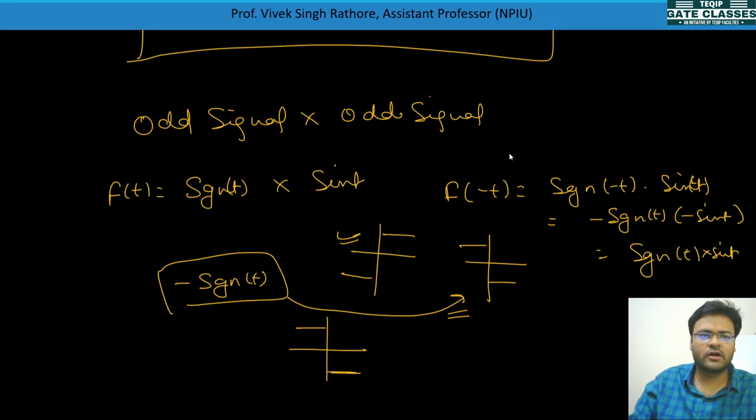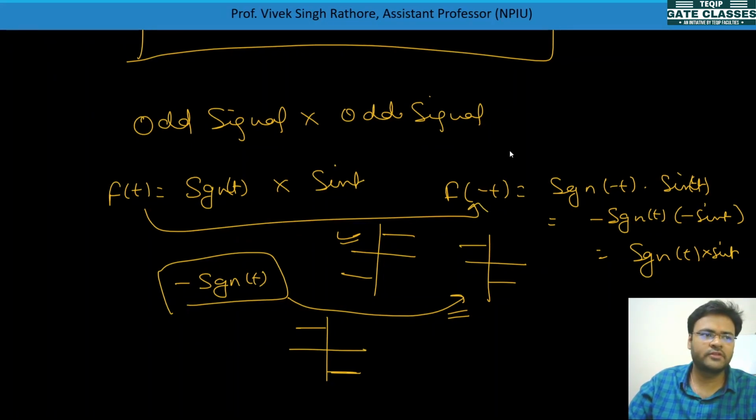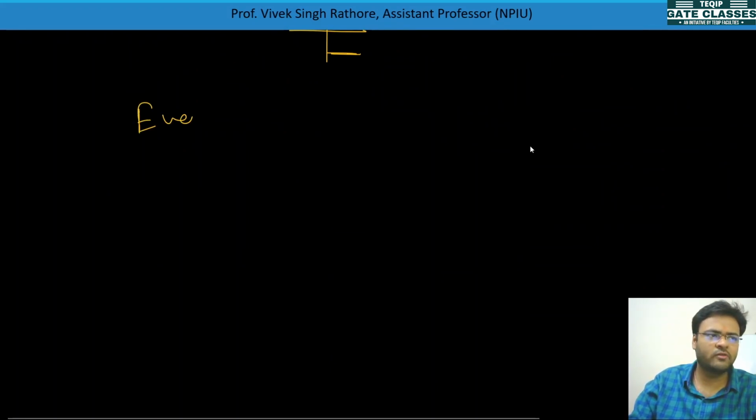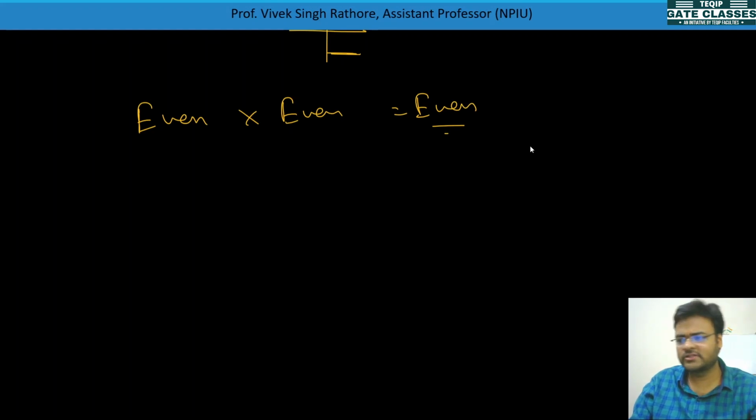So what you can conclude is f of t will be equal to f of minus t. It means the output of this signal will come as even. So odd signal multiplied with odd signal, you will always get an even signal. This should not be memorized. You can do it if you are having confusion, otherwise it is simple. For even into even also, you will get an even signal only. You can take any example and verify it.